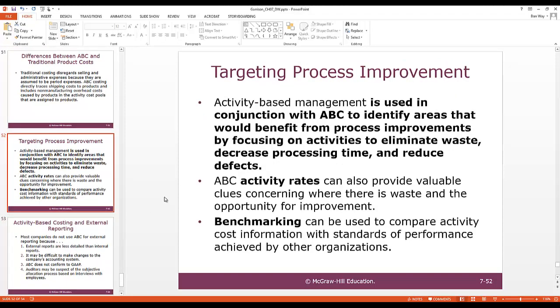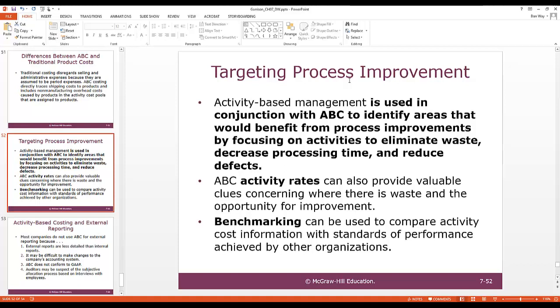And then just a couple things to wrap up here. Some of you are familiar maybe with the term process improvement or continuous process improvement. So activity-based management is used in conjunction with ABC to identify areas that would benefit from some process improvements. The way this would be done would simply be to focus on activities at that more granular level to try to eliminate waste, decrease processing time, reduce defects, reduce rework, all those things that generate sort of unnecessary cost or are wasteful. Our ABC activity rates can also give us some useful information concerning where that waste is coming from and what areas might be ripe for improvement.